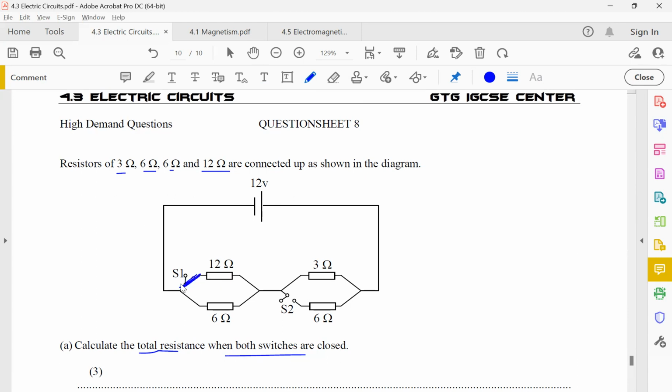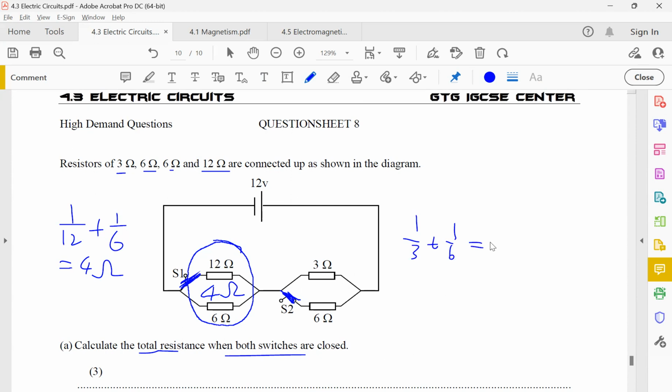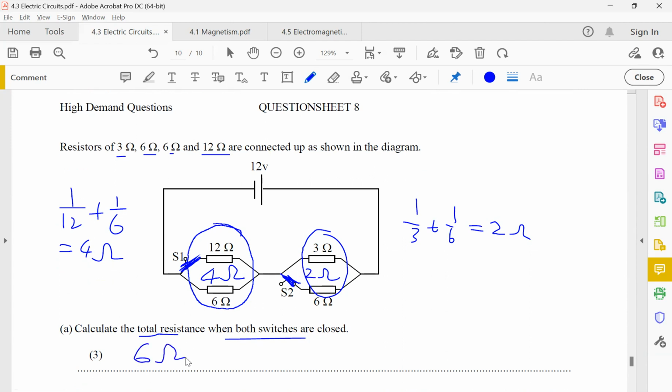Both switches closed means this is connected and this is connected. Do I do 1 over 12 plus 1 over 6 plus 1 over 3 plus 1 over 6? No. I'm first going to combine these two parallel ones, which is 1 over 12 plus 1 over 6, which will give me 4 ohms after I flip it. Then I do 1 over 3 plus 1 over 6, which will give me 2 ohms. Pay attention here, everyone, especially those that didn't do it. This 4 ohms is actually in series with this 2 ohms. So the total resistance here is only going to be 6 ohms.